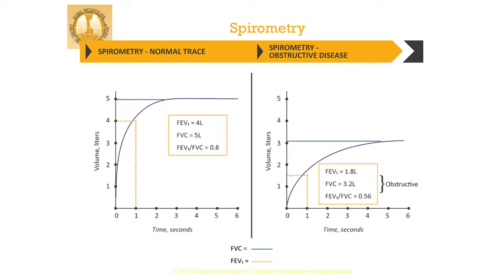Again, coming back to spirometry, which is our measure of lung function, a normal spirometry has an FEV1 somewhere in the range of, say, 4 liters, with a forced vital capacity of 5 liters. So in the first second, you would expect to breathe out approximately 80% of your total airflow. So a 0.8. Anything above a 0.8 is considered normal.